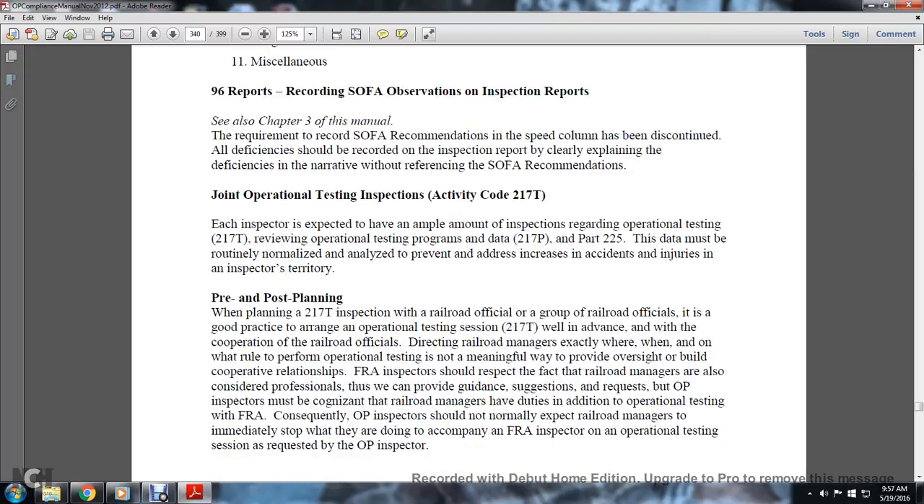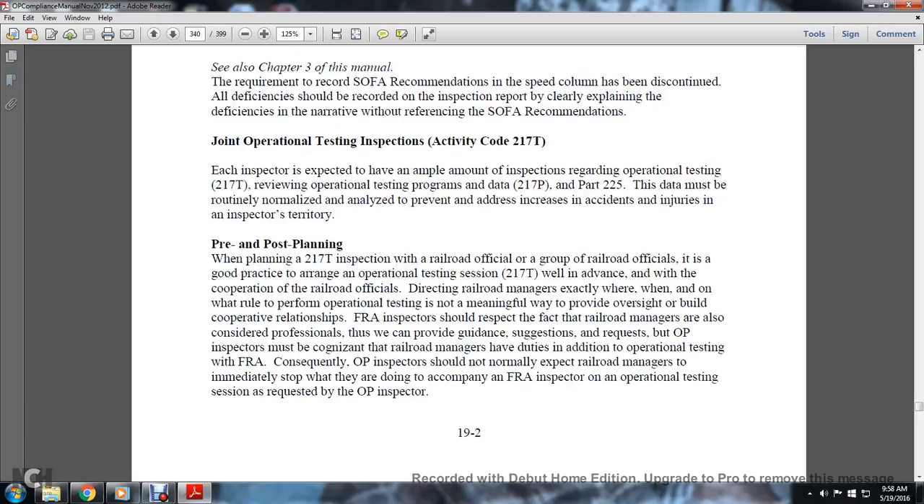Joint operational testing and inspections. Activity Code 217. Each inspector is expected to do an ample amount of inspection regarding operational testing. 217T. Reviewing the operational testing program data, 217P, and Part 225. The data must be routinely normalized and analyzed to address and prevent increasing accidents and injuries in the inspector's territory.